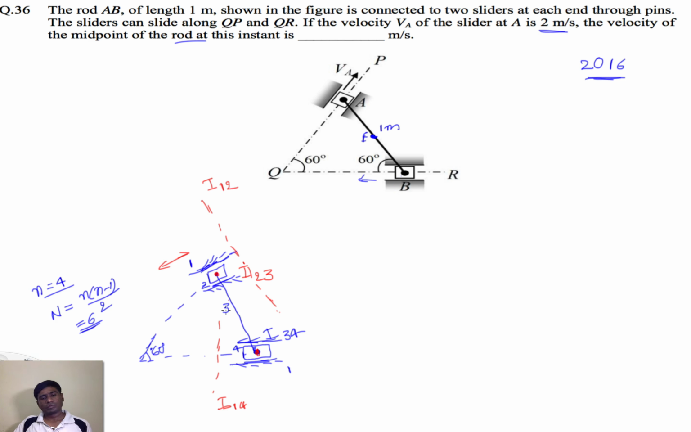So far we have identified 4 instantaneous centers. What are the remaining ones? Instantaneous center between 1 and 3, and between 2 and 4. Should we identify both? Is that required? No, actually. We need to find only instantaneous center 1 3, because link 3 is this one, and we need to calculate velocity on this link 3, at point A and E. This is point A and this is point B. We need to calculate E, so we only require link 3. So we need the instantaneous center related to link 3.